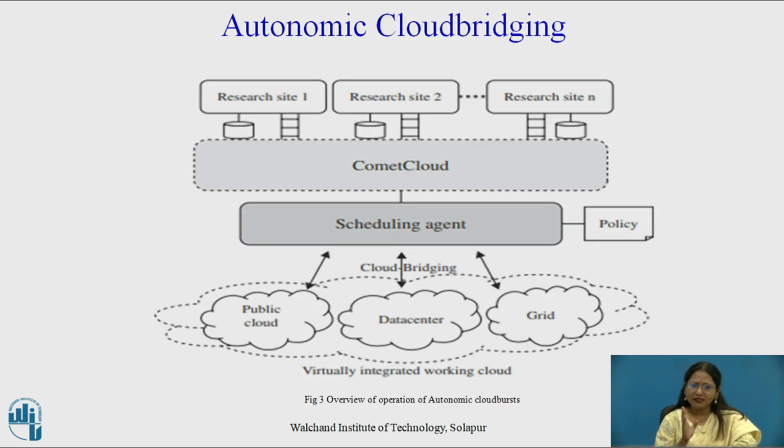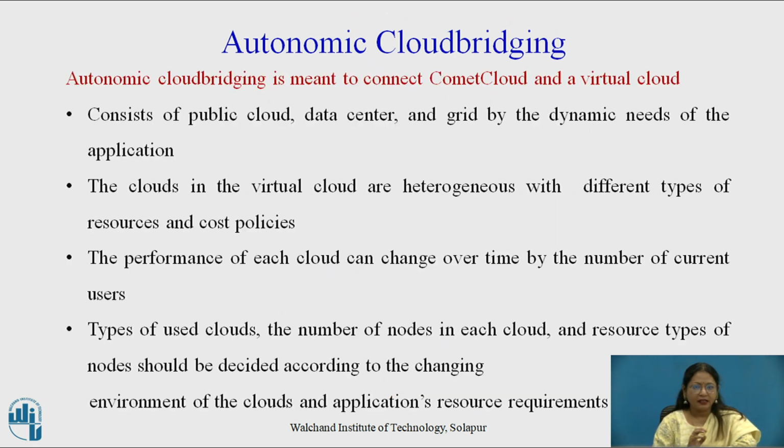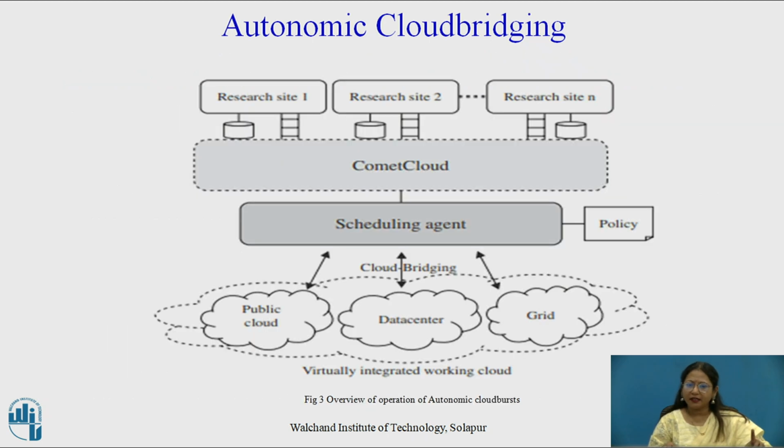Now move towards autonomic cloud bridging. We will first see what autonomic cloud bridging is. Autonomic cloud bridging is meant to connect the CometCloud and a virtual cloud, which consists of public cloud, data center and grid, according to the dynamic needs of the application. You can look at the diagram also: public cloud, data center and grid.